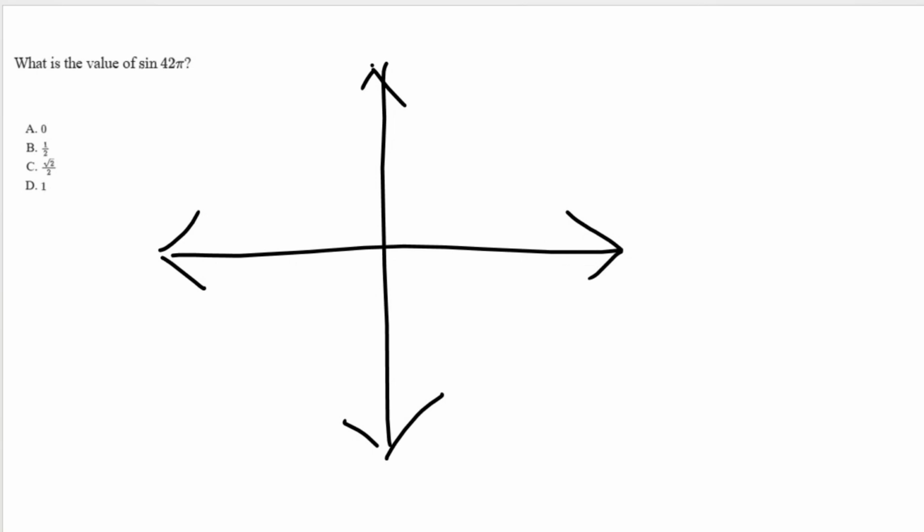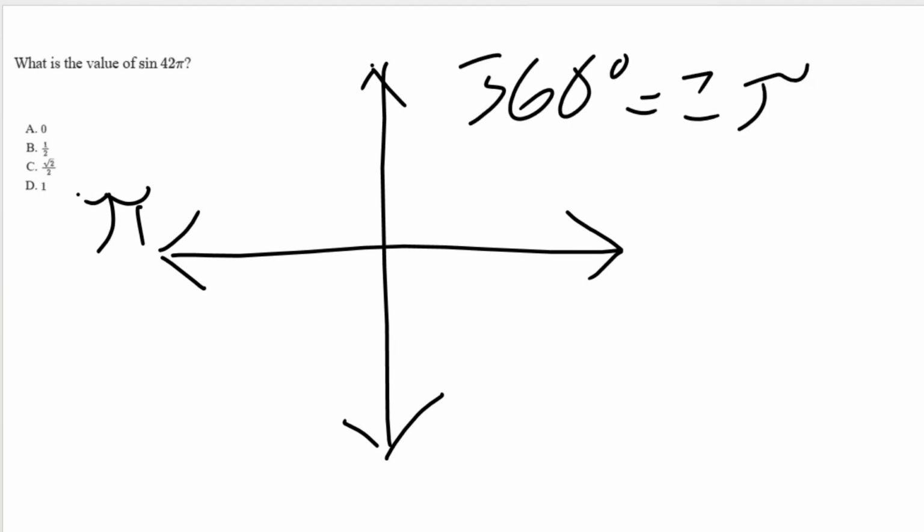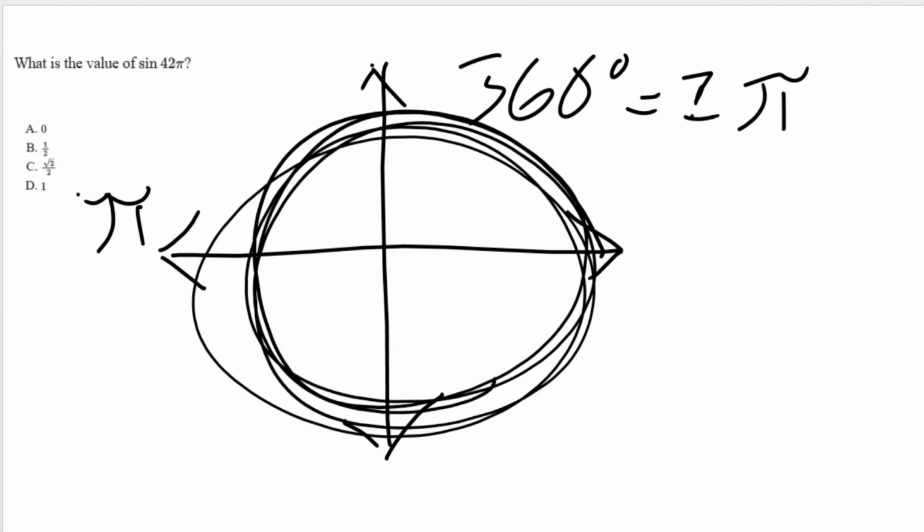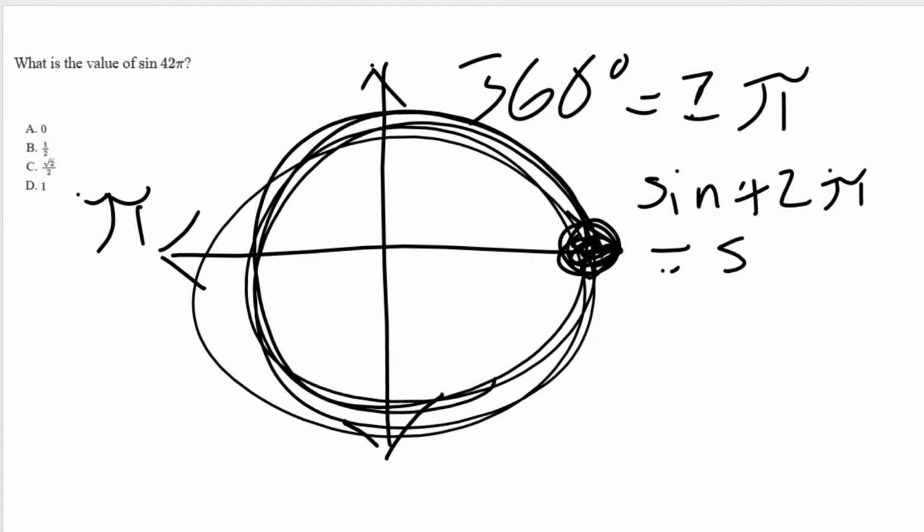As I already mentioned, in 180 degrees, you have a single pi, right? So that means 360 degrees equals 2 pi. Well, you can notice that 42 pi is divisible by 2 pi. In fact, 21 times. Because 2 pi is one circle, you're going around this 21 times, but you're still going to end up right back here at the 0 mark. So sine of 42 pi in reality actually equals the sine of 0 pi.